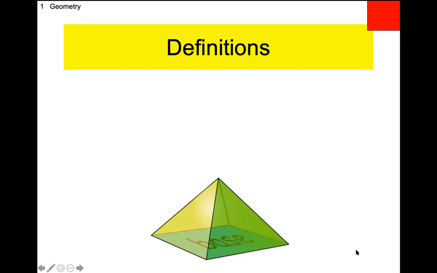A prism has 2 parallel sides, and the sides are made up of parallelograms. And if it's regular, then it's made up of rectangles. Well, notice here, the sides are not parallelograms or rectangles. The sides, or the lateral faces, those are triangles. Can you see them? And they're triangles that all come to a point. That's what makes a pyramid.